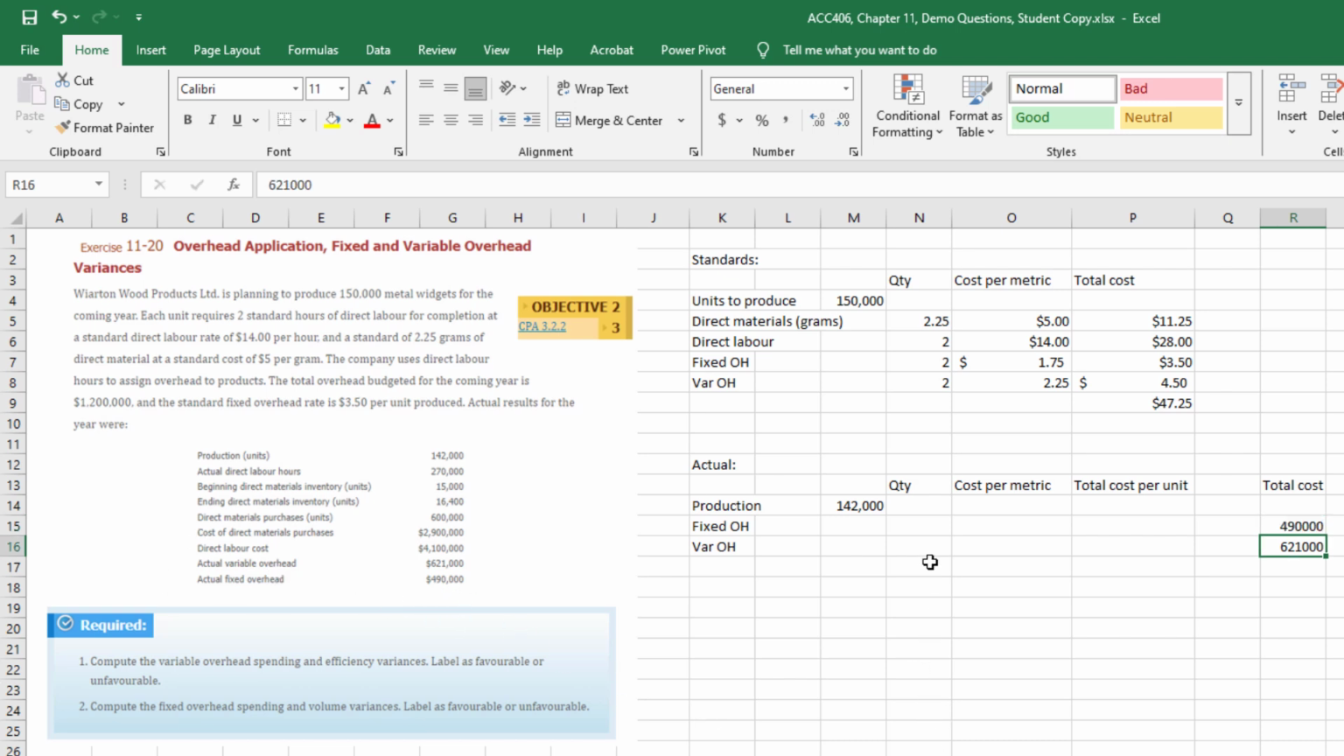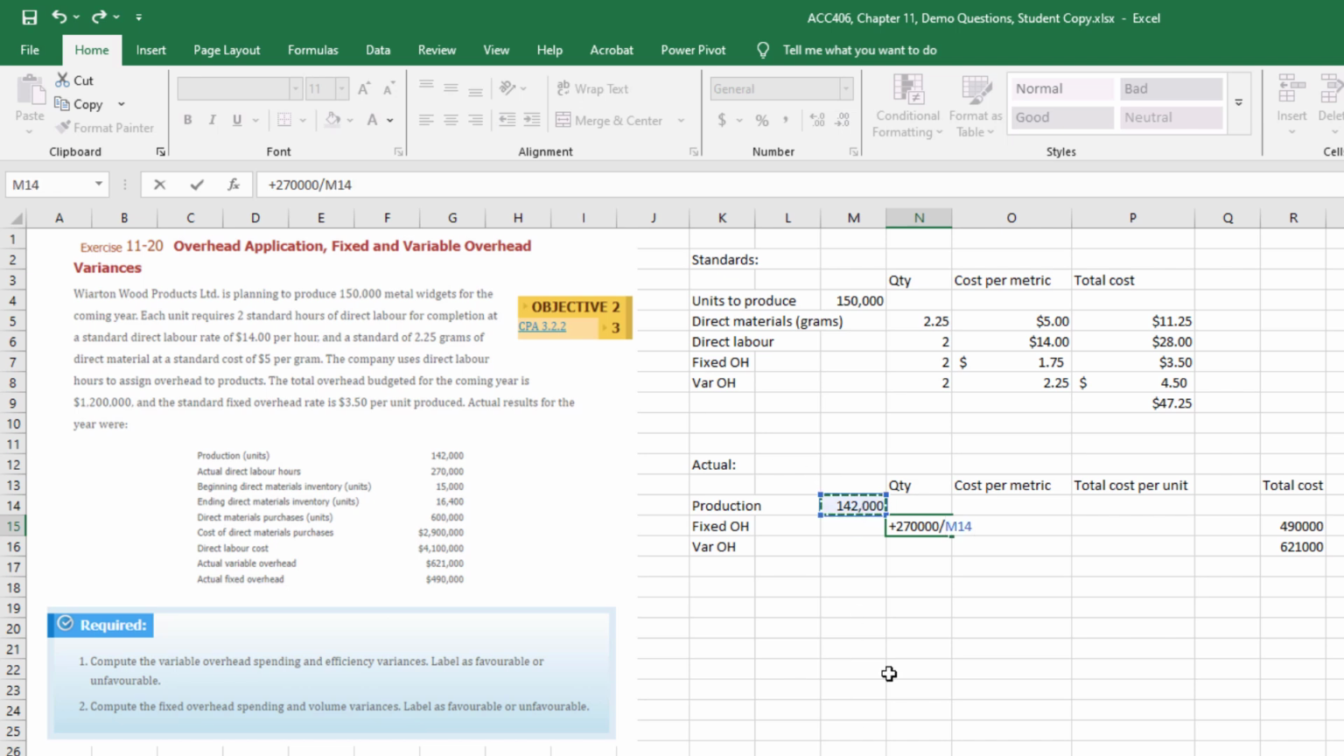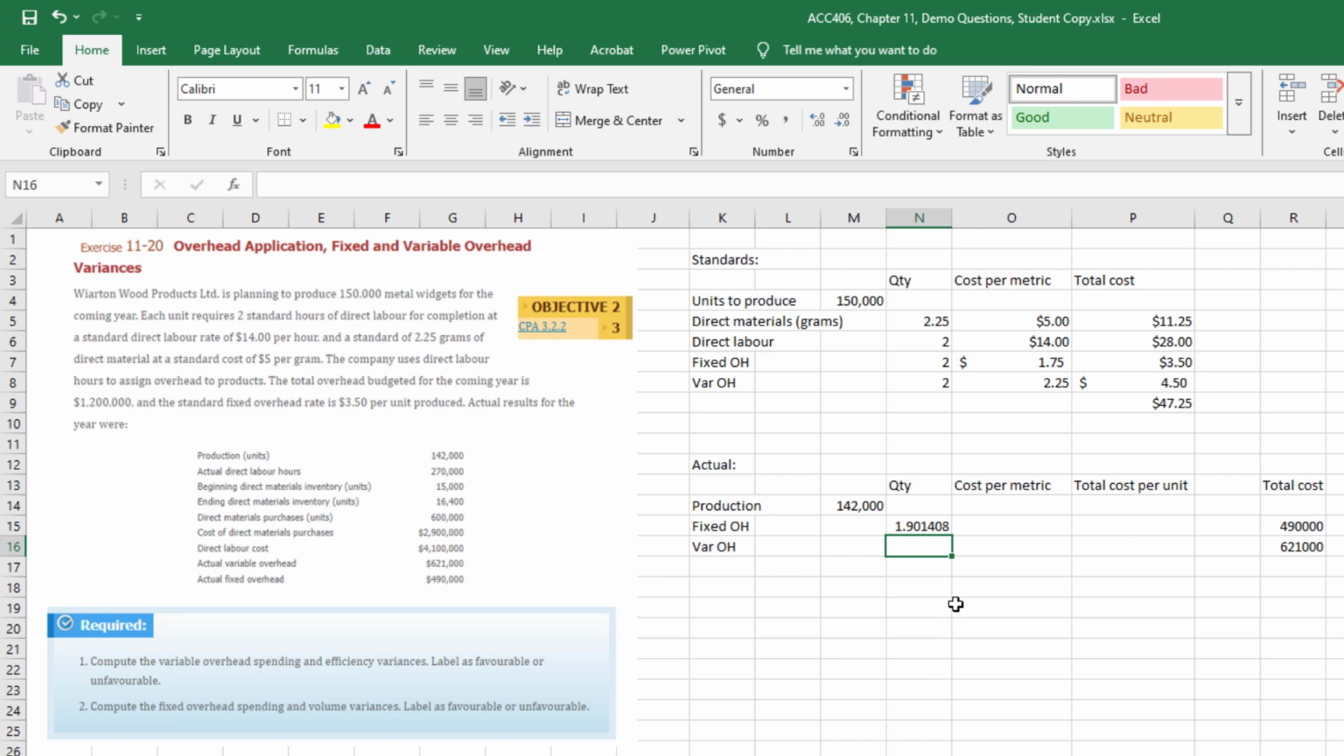I want to calculate what quantity of hours per unit were actually used. Well, I can actually do that because I happen to know the actual direct labor hours. They were 270,000. So if I divide that by the number of units, I can tell how many direct labor hours were needed for one unit, and that was 1.901408. I'm going to leave it at that.